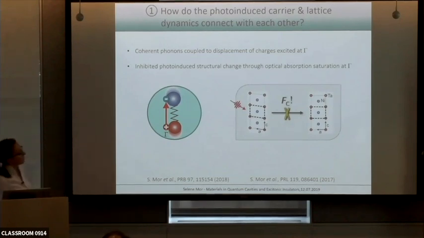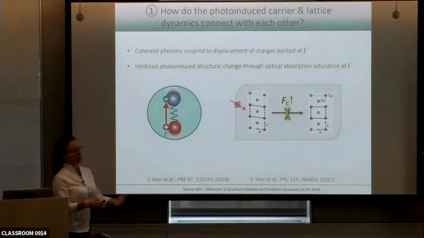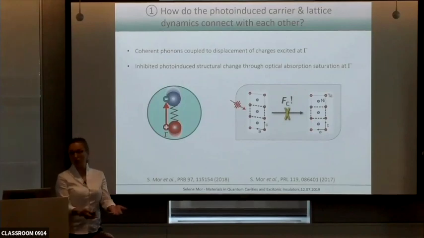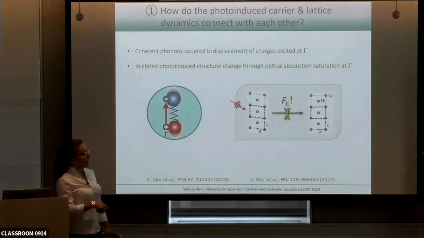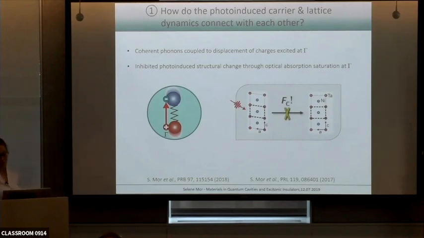Anyway, the second thing is that the occurrence of optical absorption saturation at gamma limits the amount of free carriers that are excited and that can couple to the phonons and eventually induce a structural change, which in this case remains inhibited.